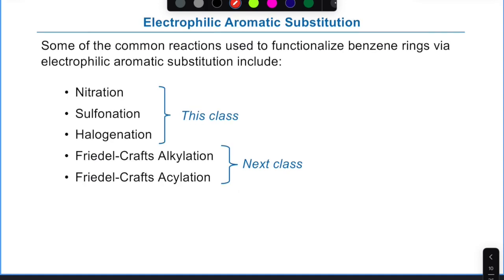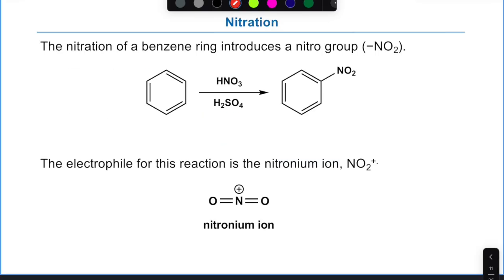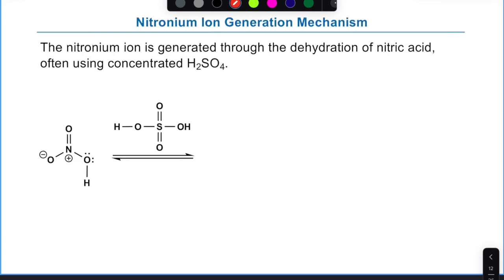So we're going to do nitration, sulfonation, and halogenation, and then next class we're going to be doing the Friedel-Crafts alkylation and acylation. And those are some really interesting reactions that are pretty useful. So the nitration of a benzene ring introduces, shockingly, a nitro group, and the electrophile for this is the nitronium ion, which looks super nasty, and that's because it is super nasty. And you make this nitronium ion through the dehydration of nitric acid using concentrated sulfuric acid.